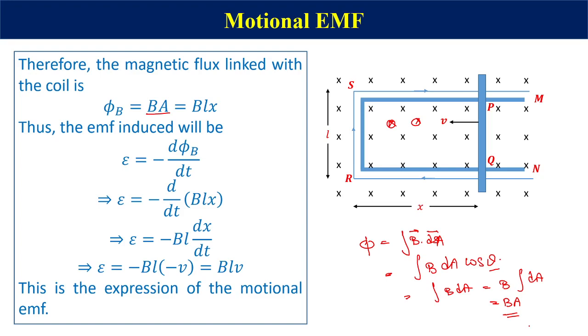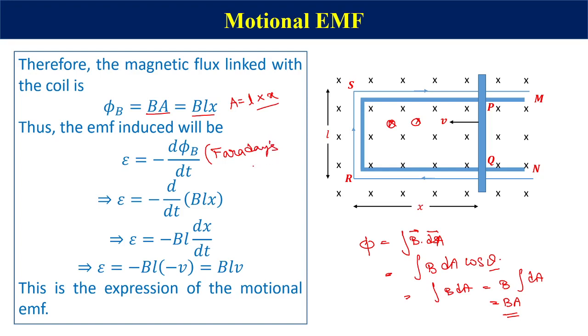Now if A is the area of this rectangular loop, then A is equal to the breadth L into the length x. That is the reason why I have written it as BLx. Now the EMF induced will be given by minus d phi B upon dt. This is in accordance with Faraday's law.